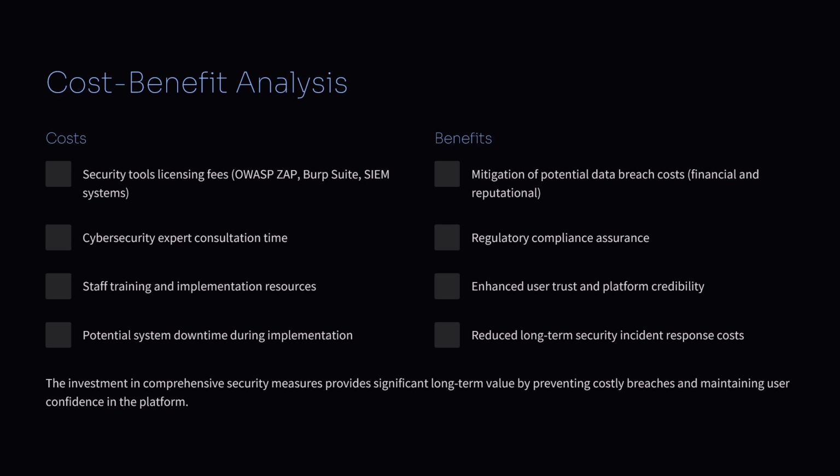According to IBM's 2024 Cost of a Data Breach report, Canadian organizations are paying an average of $6.32 million per data breach, and globally, healthcare breaches cost nearly $10 million. There's also regulatory compliance assurance in an increasingly strict regulatory environment. This is to enhance user trust and platform credibility. It also reduces long-term security incident response costs because prevention is always more cost-effective than reaction.